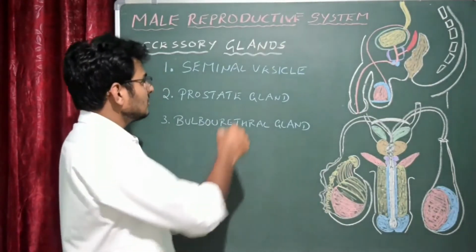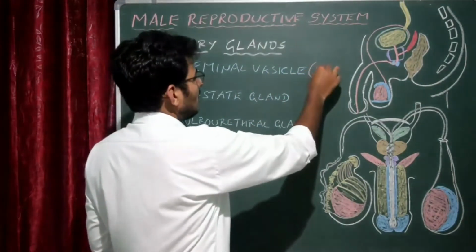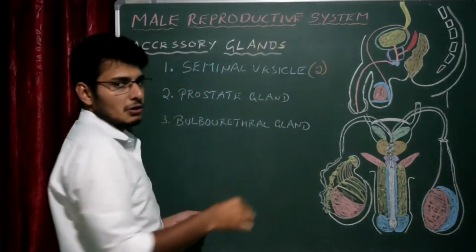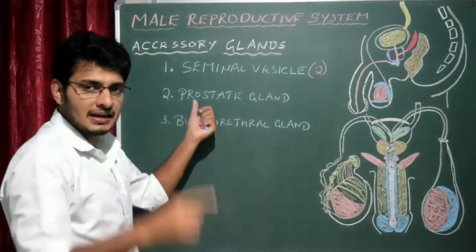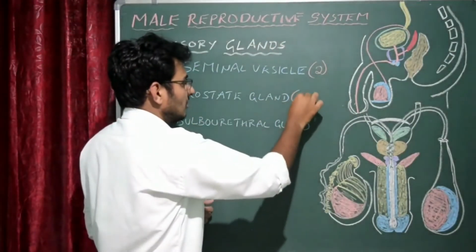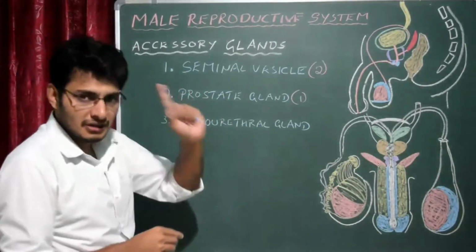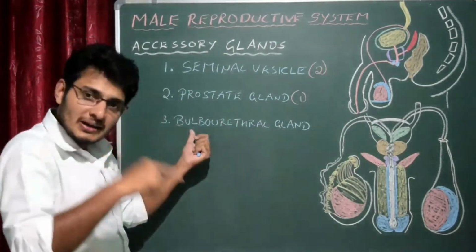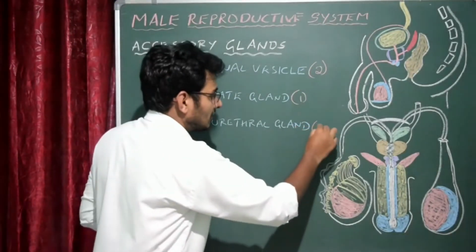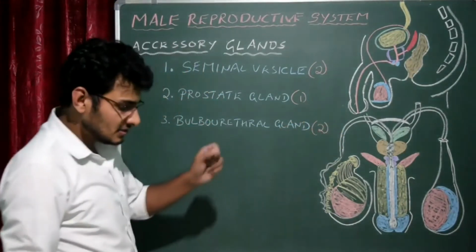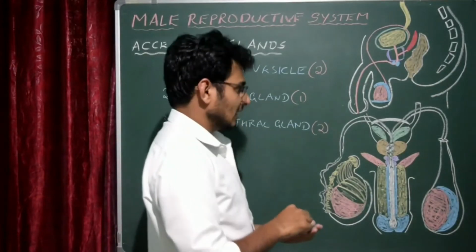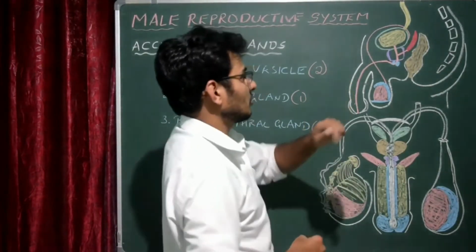Here I'll just write: we have a pair of seminal vesicles, whereas the prostate gland is only one. Seminal vesicles are two, the prostate gland is only one, and the bulbourethral gland is a pair, that is, two will be there. Let us see where exactly they are situated within the male reproductive system.